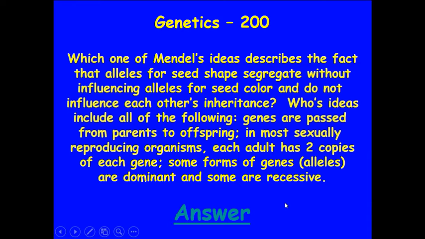Which one of Mendel's ideas describes the fact that alleles for seed shape segregate without influencing alleles for seed color and do not influence each other's inheritance? Whose ideas include all of the following? Genes are passed from parents to offspring. In most sexually reproducing organisms, each adult has 2 copies of each gene. Some forms of genes or alleles are dominant, and some are recessive.